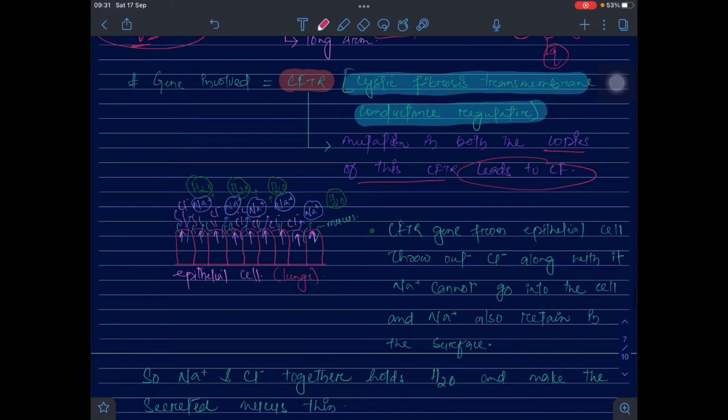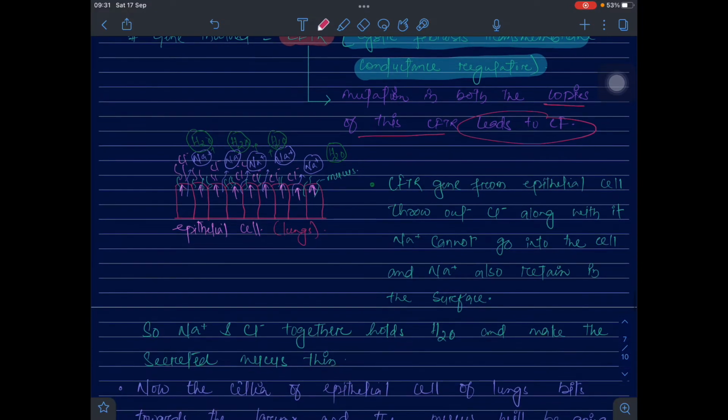Okay, so in the normal condition, what will happen? Let's look at how CFTR functions in the normal condition and why a mutation in CFTR can lead to cystic fibrosis. The picture here shows the epithelial cell in the lung. Let's first look at some of the written part. The CFTR gene product lets the epithelial cell throw out chloride. Along with it, sodium cannot go into the cell, and sodium is also retained on the surface.